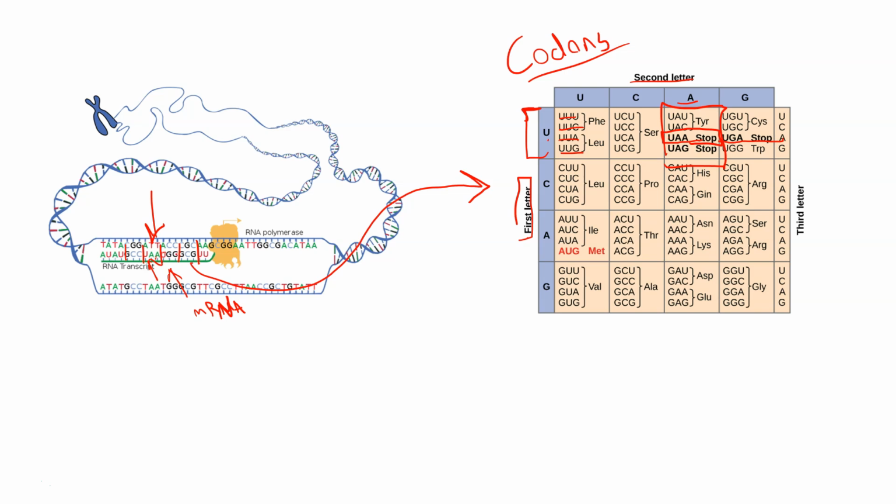Another example would be like UGG. That would be UGG. So that would be right here. That would code for the addition of the amino acid tryptophan.